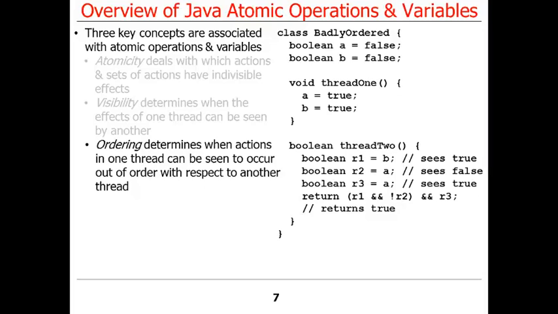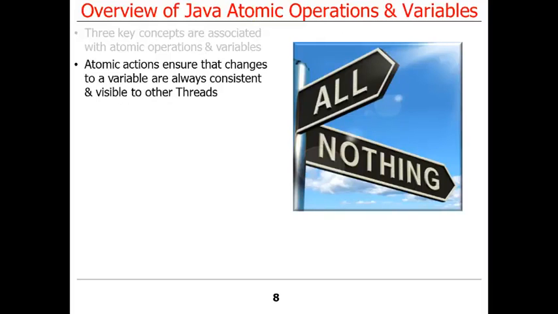So those are the three main things that we are going to be concerned with in all this discussion. Now, the same basic techniques are going to be used to fix all these problems. It's going to have to do with marking your variables or your code in certain ways to ensure that stuff happens in the right order, at the right time, with the right visibility, and atomically if you need to.